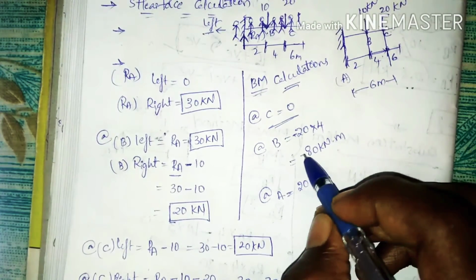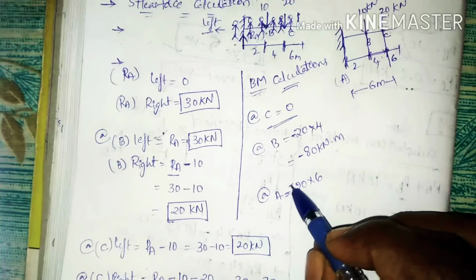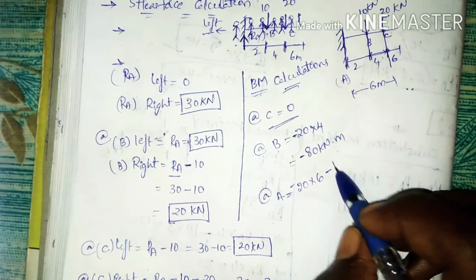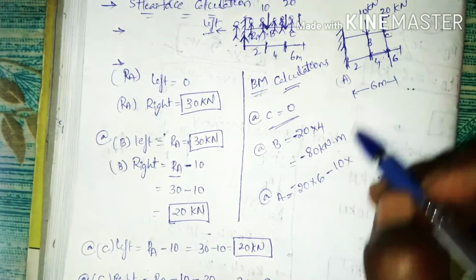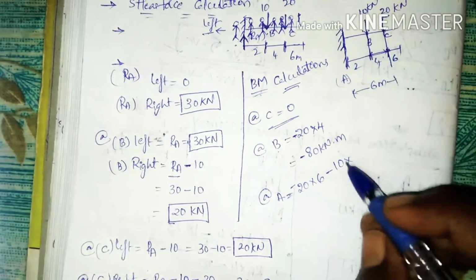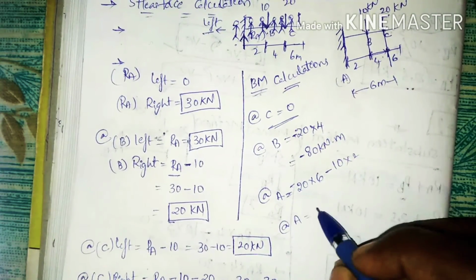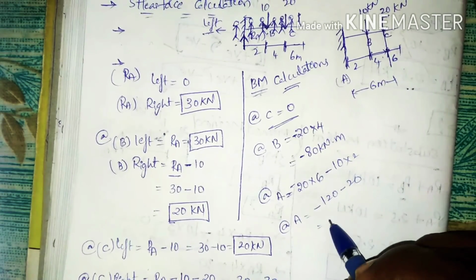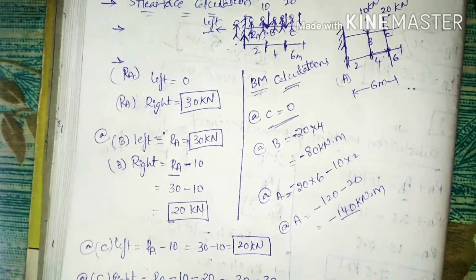20 into 6 is negative, because this is a hogging moment, so we have to take the negative sign here. Here it is also negative: 10 into 2, since the distance from A to B is 2 meters, minus 10 into 2 meters. The moment at A is equal to minus 120 minus 20, it is equal to minus 140 kilonewton meter.